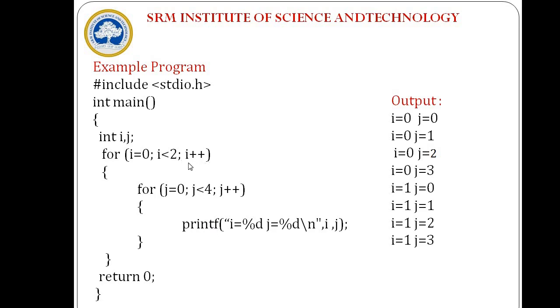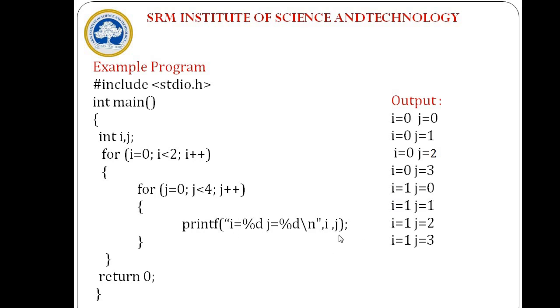Now the value of i becomes 1. 1 less than 2, condition true. Again it starts from here. Now the value of i is equal to 1. Now again j is equal to 0, 0 less than 4, so it prints the value: i equal to 1 and j equal to 0. This gets printed on your output screen.